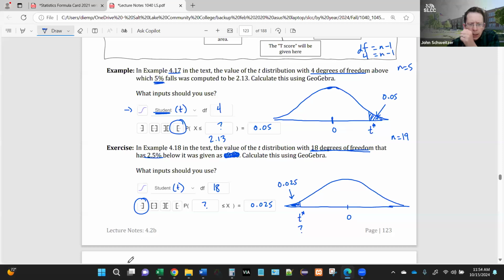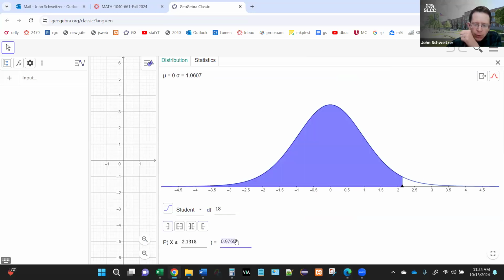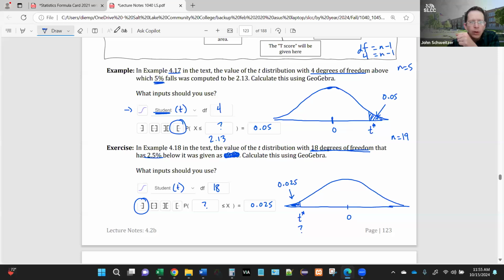Did anybody get it? Great, that is exactly right, Armand, thank you. Perfect, yeah, so about negative 2.1. So we'll go 18, we'll go less than, and then 0.025. And yeah, of course it's negative because we're in the left end of the distribution and this is symmetric at 0. So yeah, negative 2.10. And that is the value that we find in that example in the textbook.